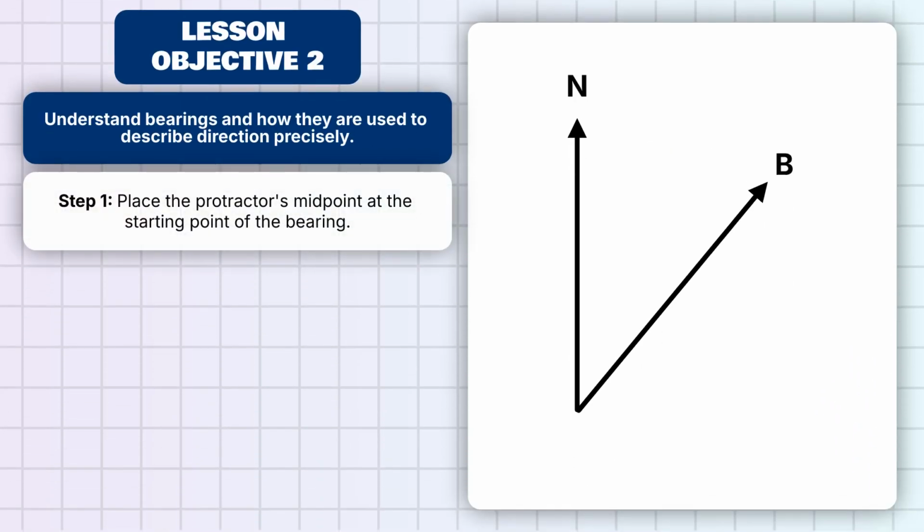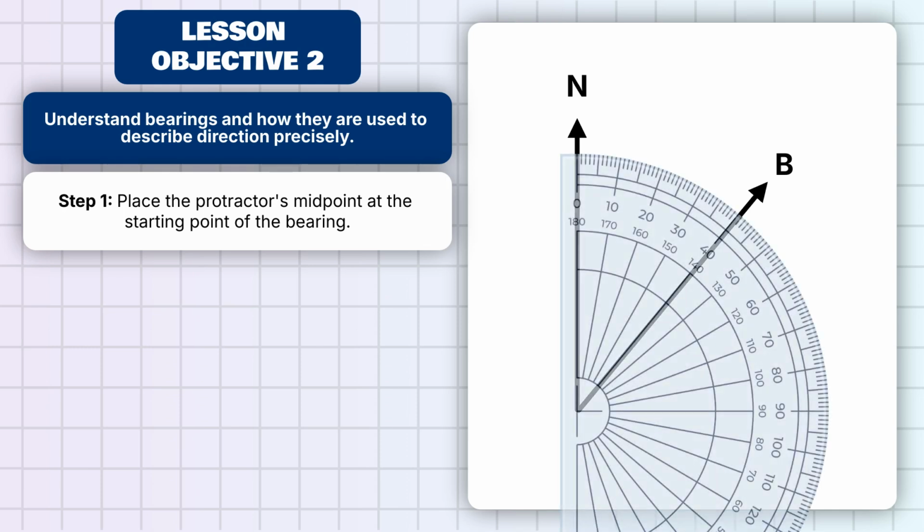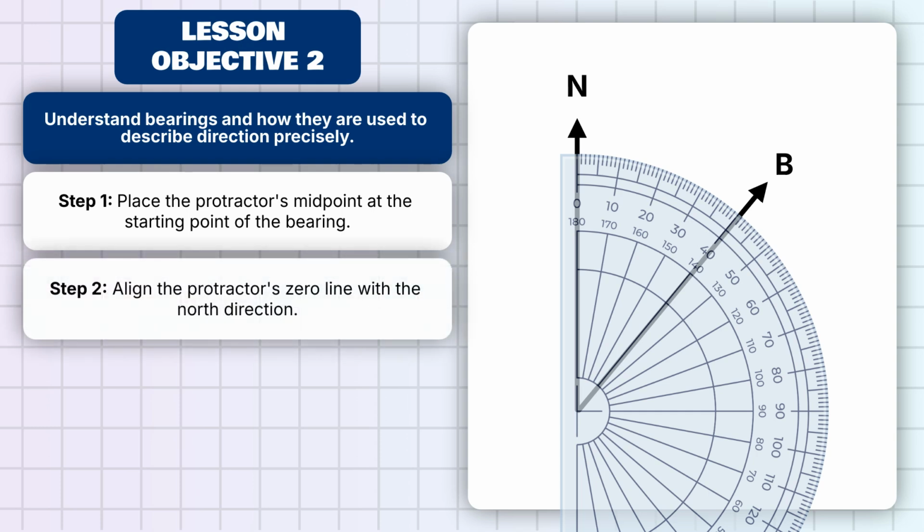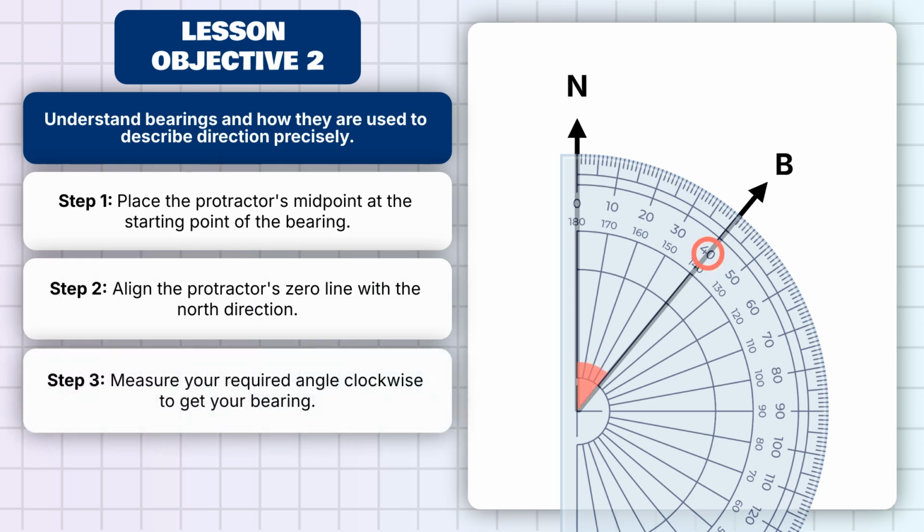To measure bearings, you use a protractor. Suppose we have the bearing shown on the right here and we want to measure it. Start by placing the protractor's midpoint at the starting point of the bearing. Second, align the protractor's zero line with the north direction. Finally, measure your required angle clockwise to get your bearing. So in this example, the bearing is 40 degrees, which we write as 040 degrees.